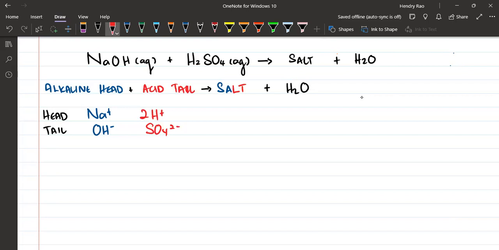Okay. So like I said, alkaline head, acid tail. So I take the alkaline head and acid tail. So I write it down again. So now this is what my salt is going to look like. Salt.